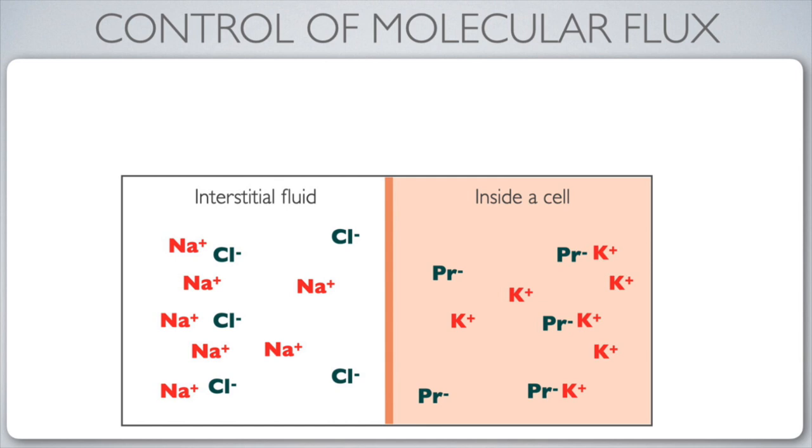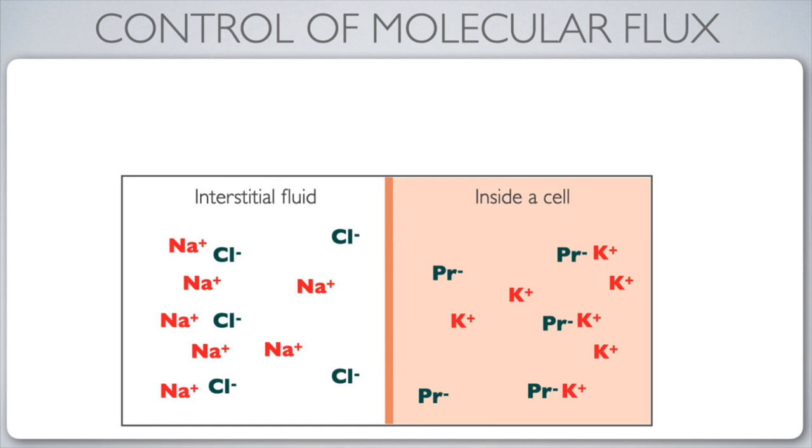Then on the right-hand side, we have what's inside of a cell. We already considered a version of this in the last lecture. Inside cells, you tend to have proteins. Proteins have a slight negative charge. We also tend to have a high concentration of potassium as well.